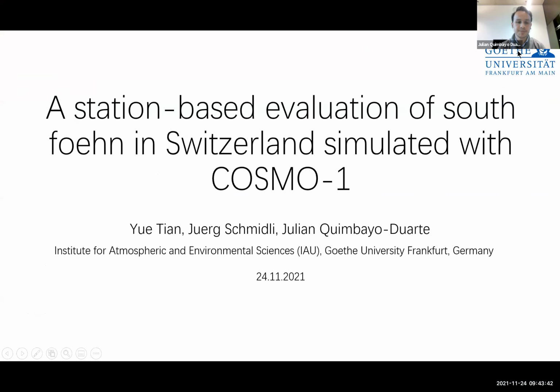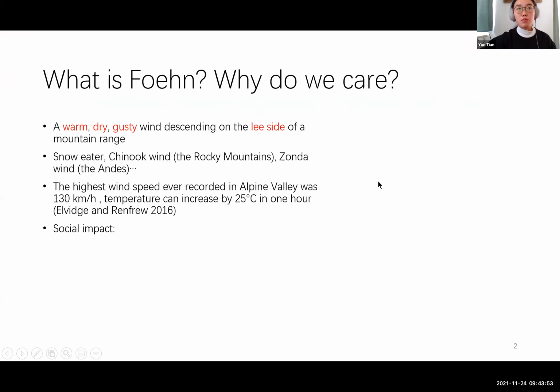Yeah, perfect. Great. So my topic is a station-based evaluation of South foehn in Switzerland simulated with Cosmo 1. So what is foehn and why do we care? Foehn by definition is a warm, dry, gusty wind descending on the lee side of a mountain range. So it is also a type of downslope wind. And you may also know this by its other names like snow eater or Chinook wind in North America, or Zonda wind. Maybe you are familiar with it in South America at the Andes.